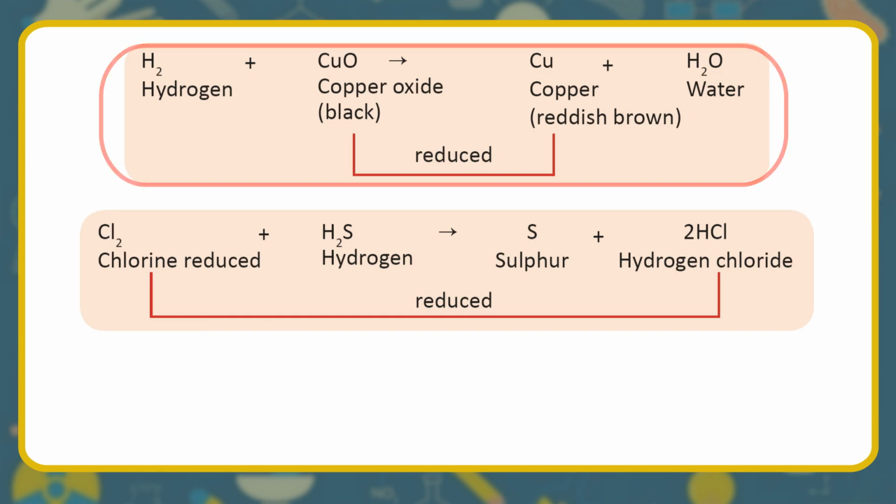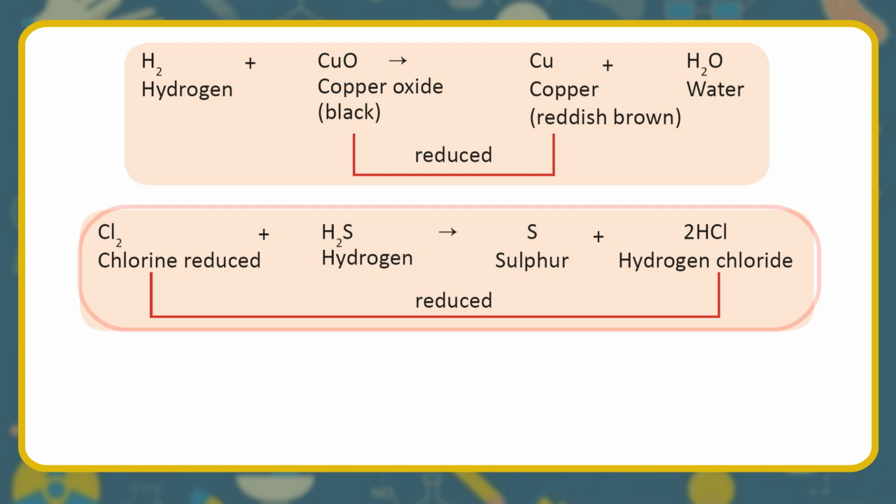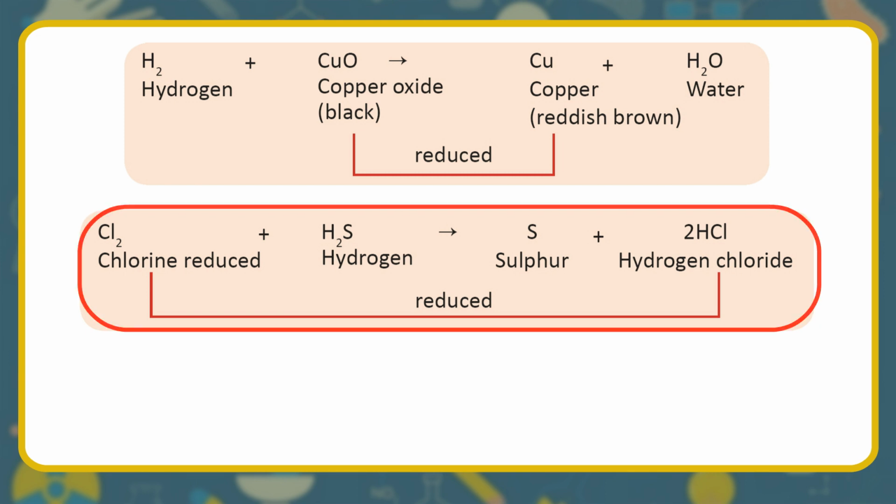H2, hydrogen, plus CuO, copper oxide, black, reduced, gives Cu, copper, reddish brown, plus H2O, water. Cl2, chlorine, reduced, plus H2S, hydrogen sulfide, gives S, sulfur, plus 2HCl, hydrogen chloride.